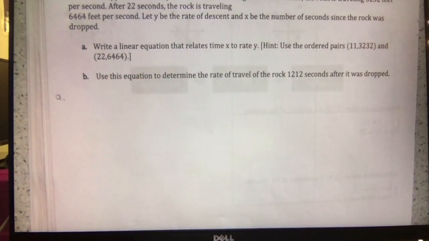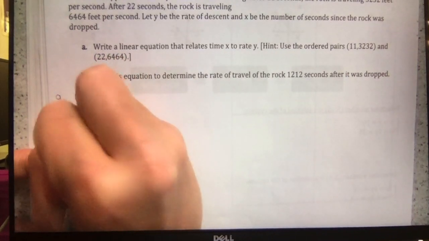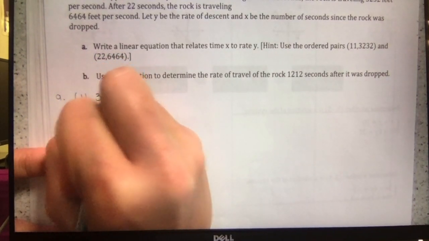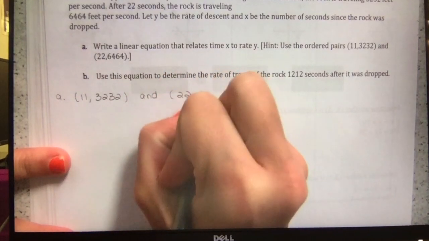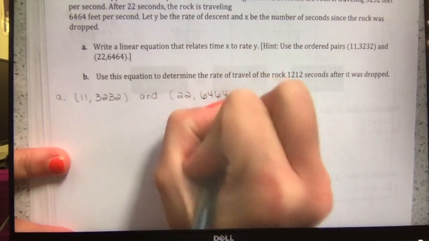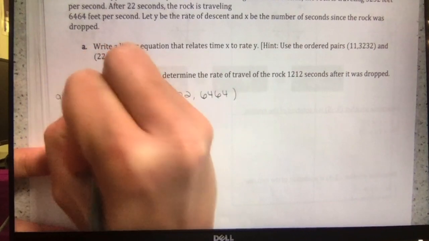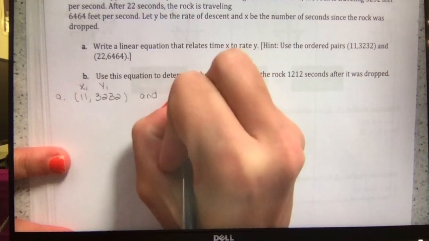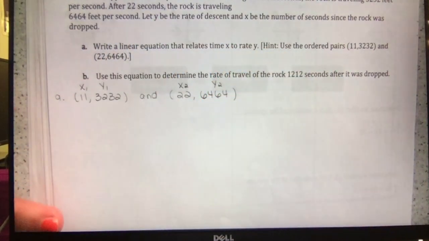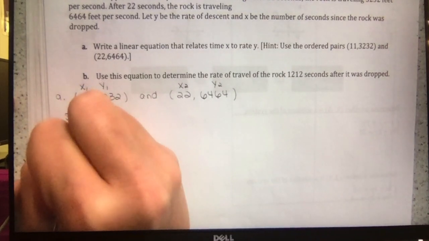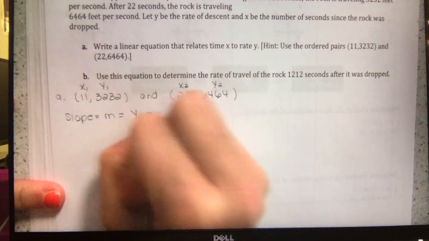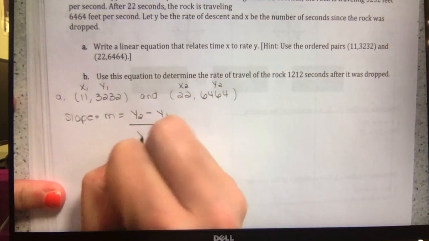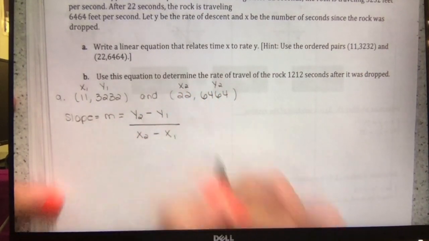So they give us 2 points. I'm just going to rewrite it down here. 11, 32, 32, and 22, 64, 64. So this is my first point. I'm going to label it x1, y1. My second point, I'm going to label x2, y2. So that way we can find the slope and we can plug it into our m equals y2 minus y1 all over x2 minus x1 formula.